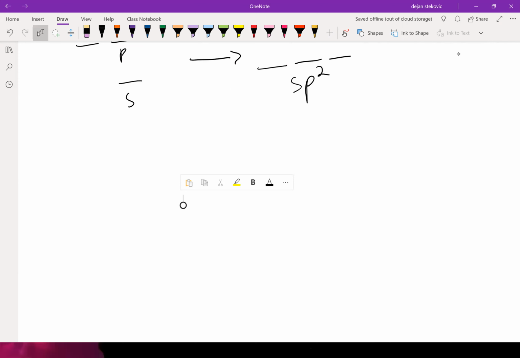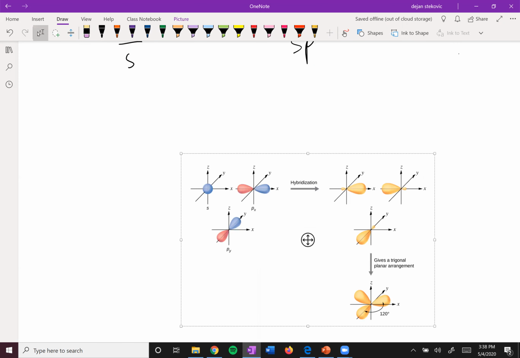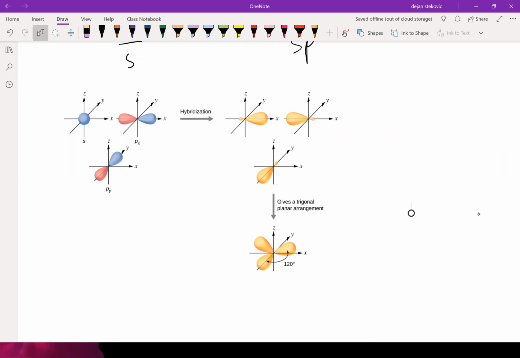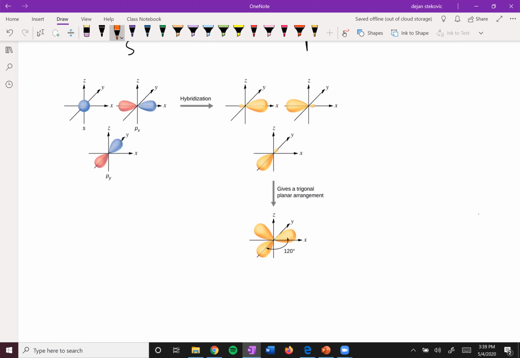Let's take a look at the orbitals actually mixing. Again, same story as last time, but here we're going to ignore our leftover p orbital. You can see this gives the same trigonal planar arrangement, so that's the same as VSEPR. But now there's one more p orbital that's unhybridized and sticking out here.